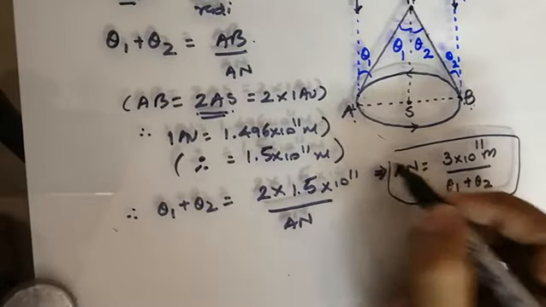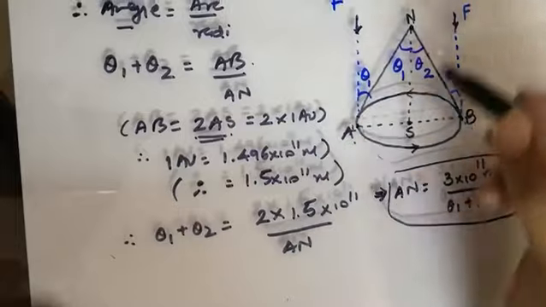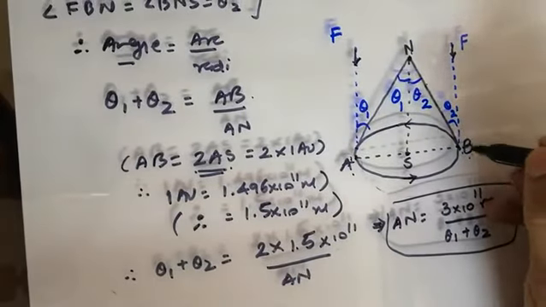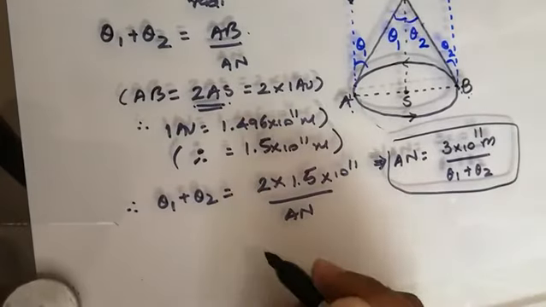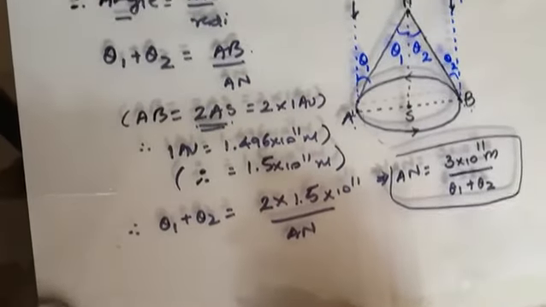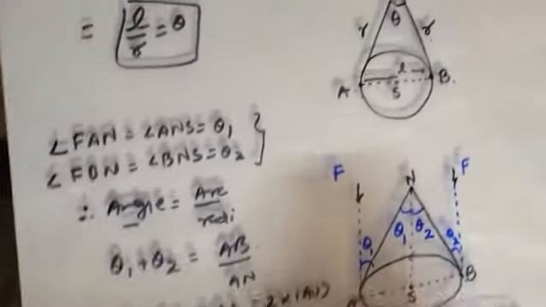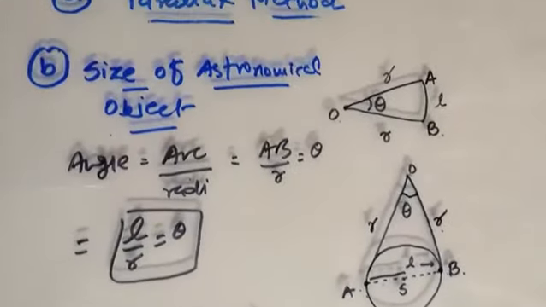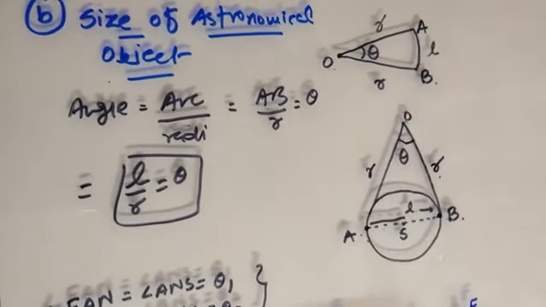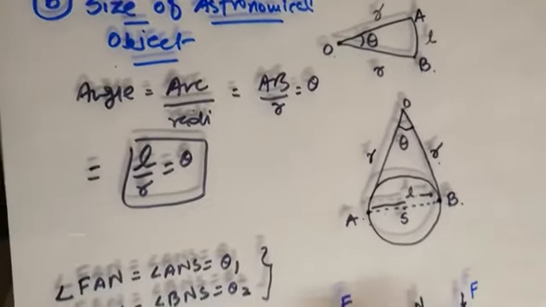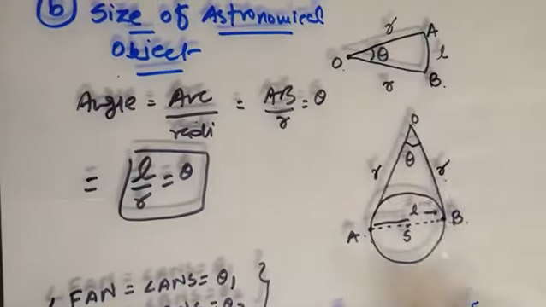I will be in a position to find the distances from points A to the moon and from B to the moon. So this is the primary arrangement I have to find, the practical arrangement using the parallax method and size of astronomical objects. As I have told you, let's discuss one example for that. Let's say I have given you this figure only.